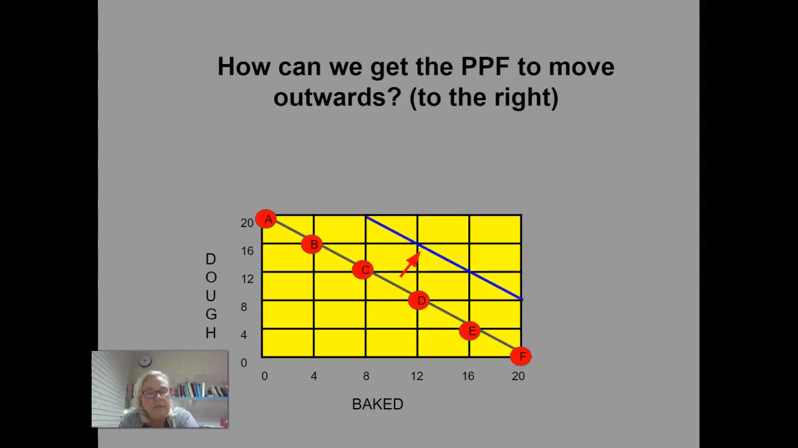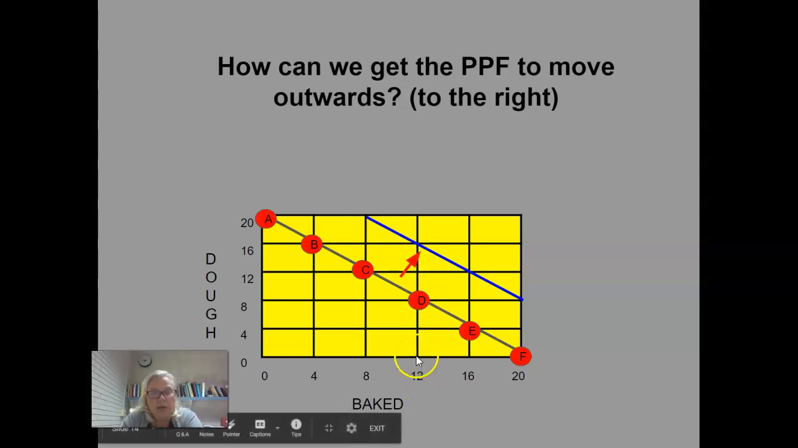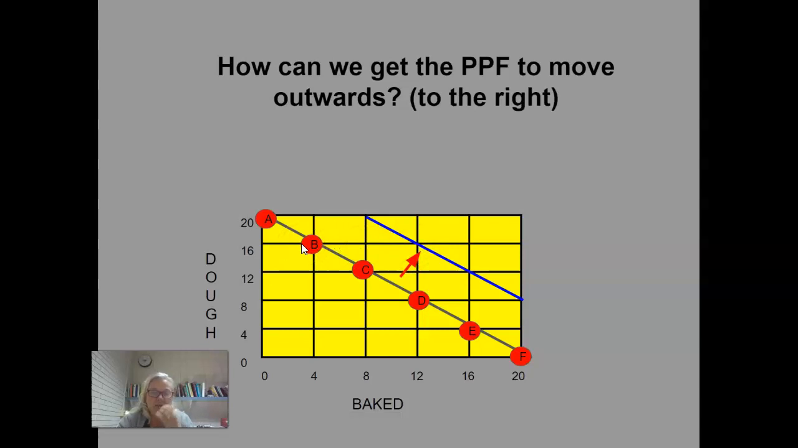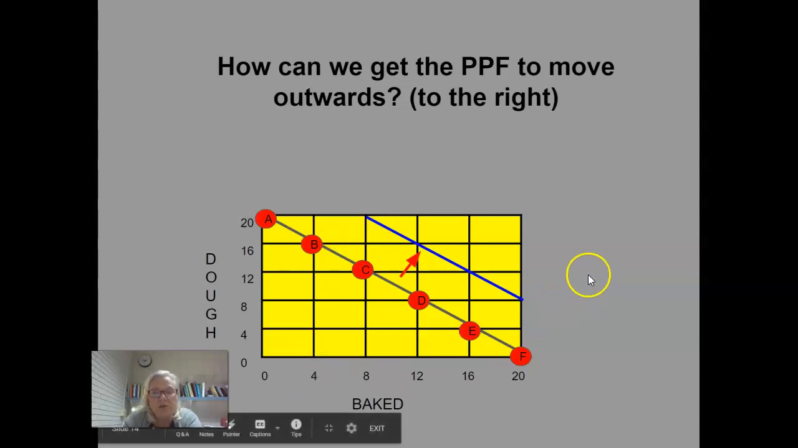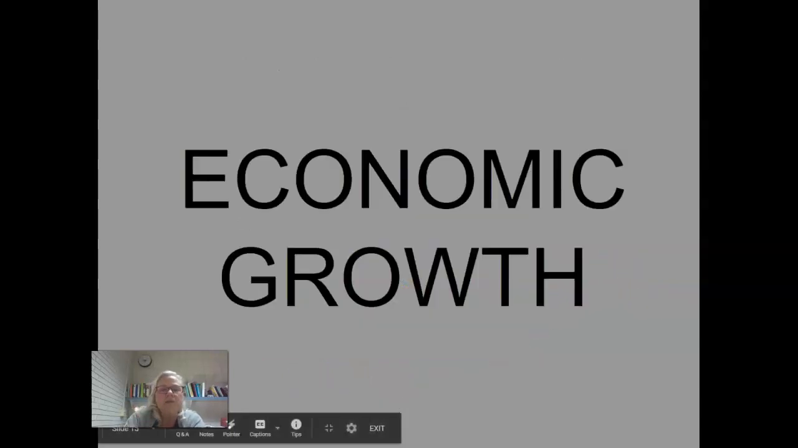So that is an example right there where you can see that we would probably have more than 20 balls of dough. But if you look here, we have 16 balls of dough and 12 cookies, whereas before with 16 balls of dough, we only had 4 cookies. So what can possibly move us to the right?